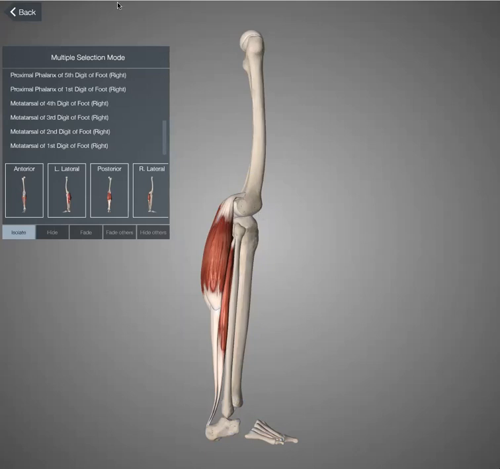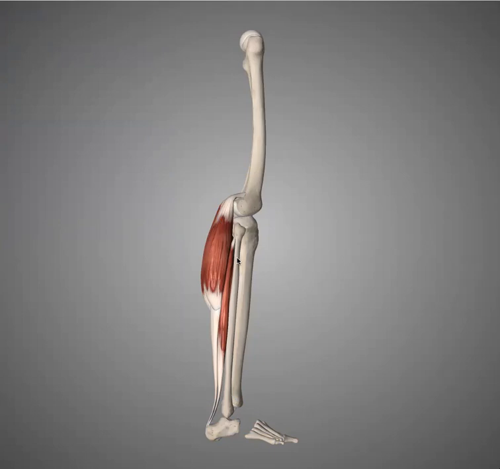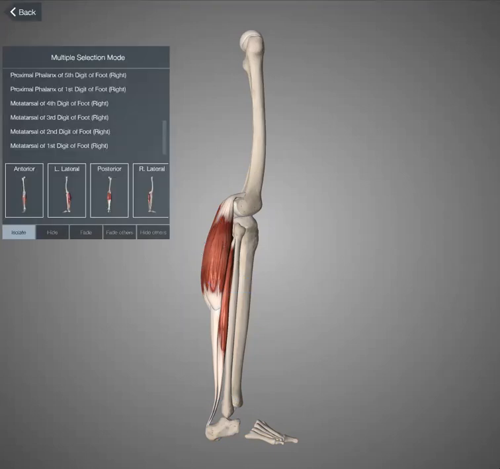The innervation is tibial nerve. To cause these muscles to contract, innervation is tibial nerve.